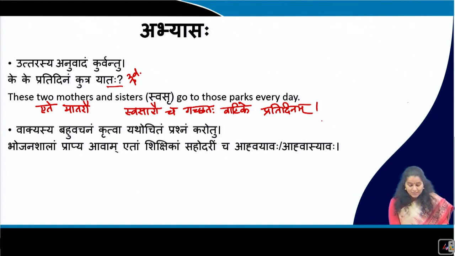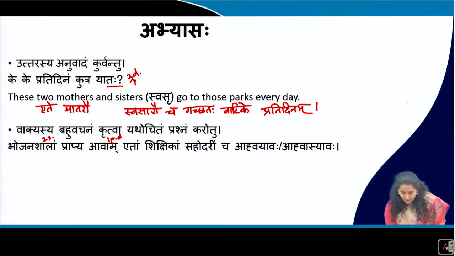Let's look at the next sentence, which is vakyasya bahuvachanam kritva yathochitam prashnam karotu. Tari atra kim bhavati? So, we've got bhojanashalam and we'll do it the same way that we did last time. So, this is the dvitiya vibhakti ekavachanam singular prapya avam. So, this is the first person dual case. And then you've got the etam shikshikam sahodarim. This is the dvitiya vibhakti singular, and afvayavaha first person dual, and this is the present tense and this is the future of the same thing.